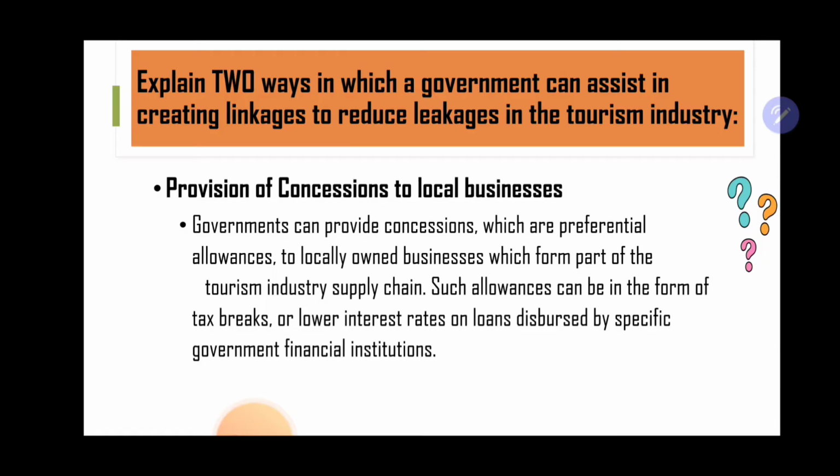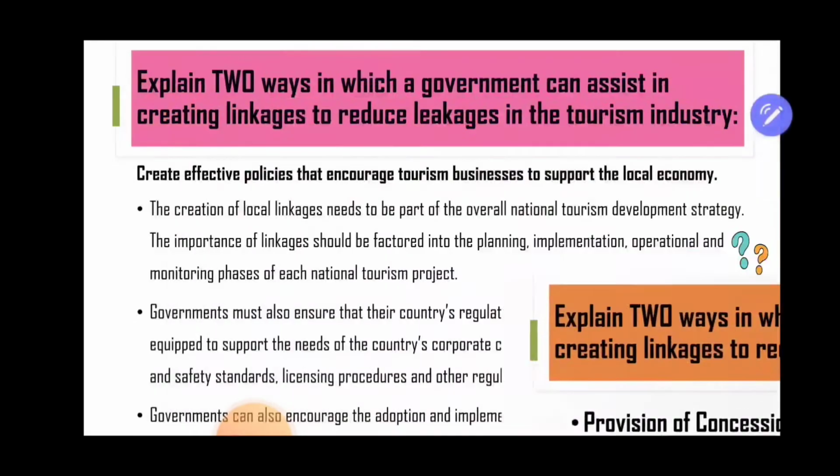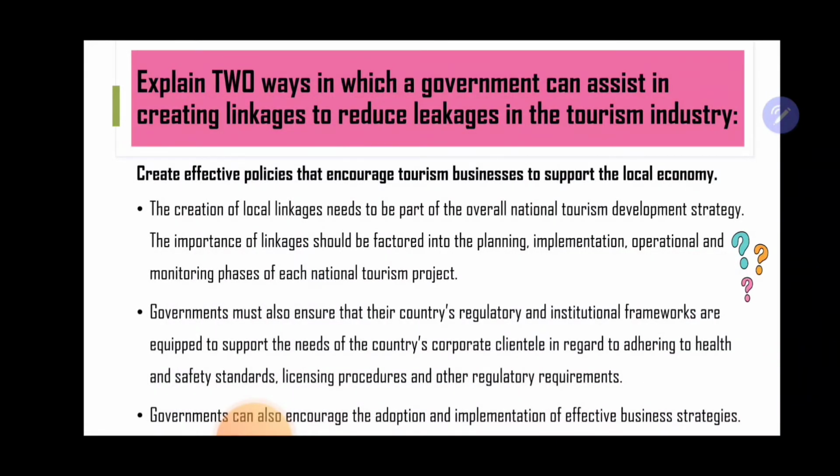Now, what are concessions? These are preferential allowances to locally owned businesses which form part of the tourism industry supply chain. Such allowances can be in the form of tax breaks or lower interest rates on loans disbursed by specific government financial institutions. Good. They can also create effective policies that encourage tourism businesses to support the local economy.